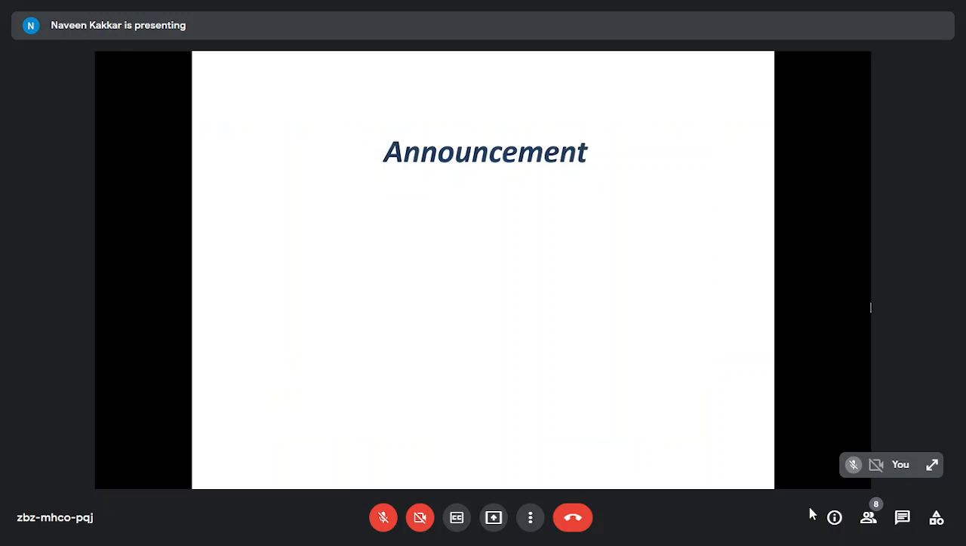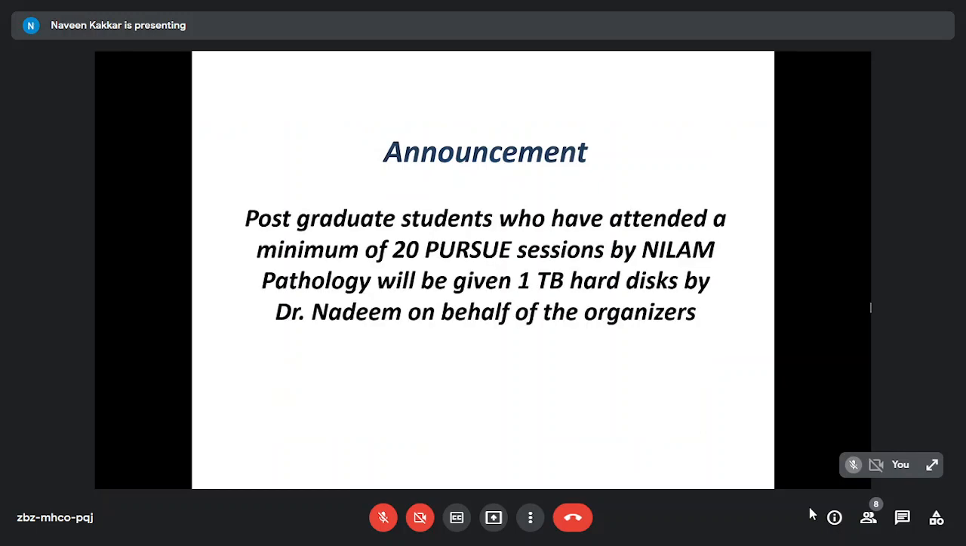A little announcement before we start. All PG students who have attended a minimum of 20 Pursue sessions by Neelam Pathology will be given a 1 terabyte hard disk by Dr. Nadeem on behalf of the organizers.